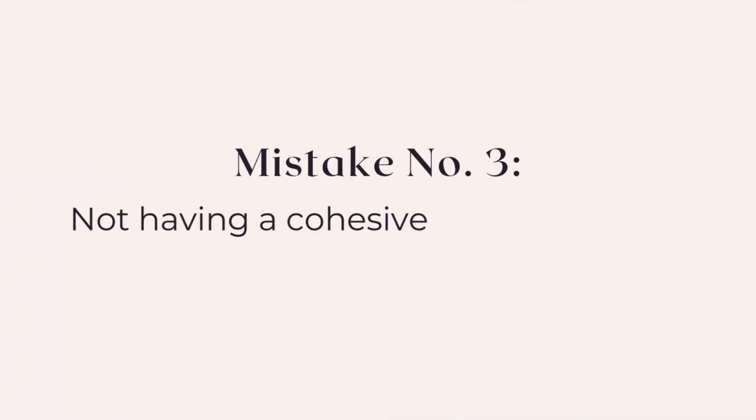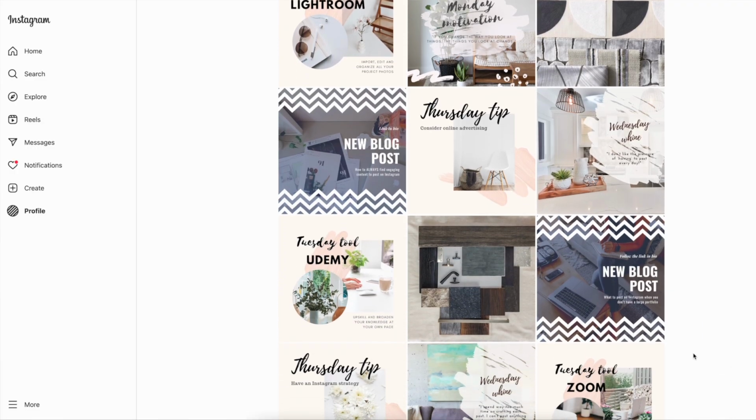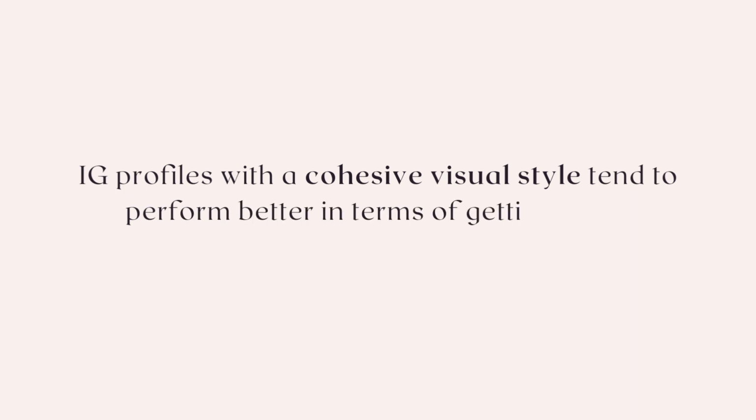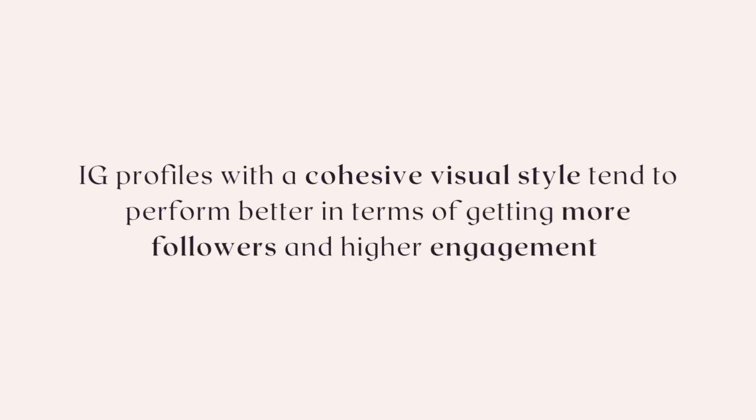Mistake number 3. Not having a cohesive feed. I have to admit, I was guilty of this one for a long time. If you look at my Instagram feed from when it was just a couple of months old, it's a bit all over the place. Part of the reason was that I wanted to try different things and experiment before committing to one visual style. But I also didn't quite know what my brand represented in the visual sense. And while I knew that in general, profiles with a cohesive visual style tend to perform better, in other words, get more followers and engagement, I kinda kept putting it off for later.